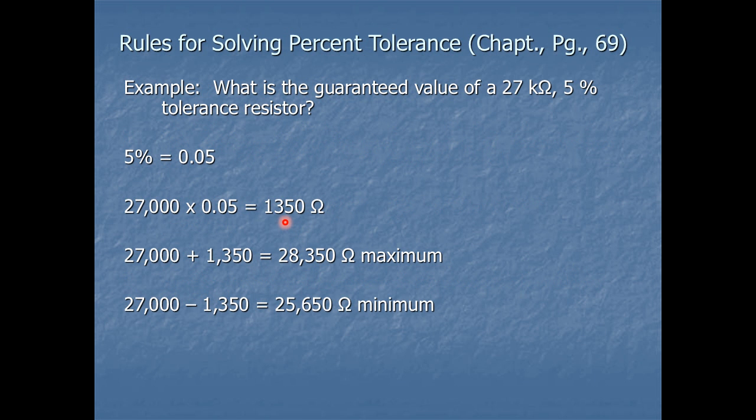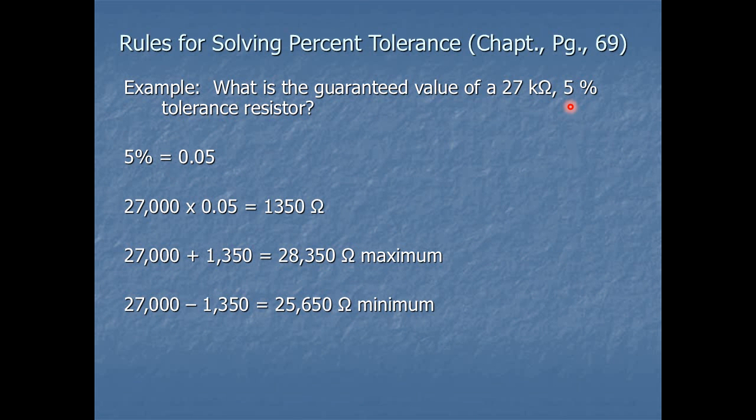For an example, what is the guaranteed value of a 27 kilo ohm resistance, where the tolerance limit is 5%? That means even if we have a resistor, it may not give you exactly 27 kilo ohm resistance. It can give you a little bit less or more. That means it can give you 5% more or 5% less, since the tolerance limit is written 5%.